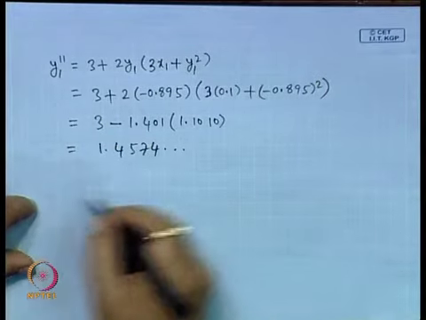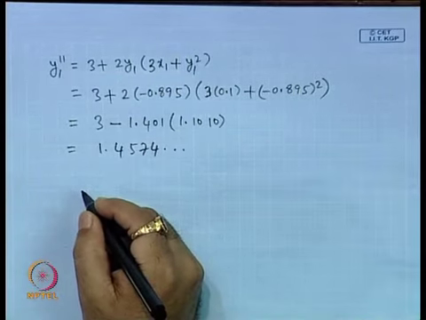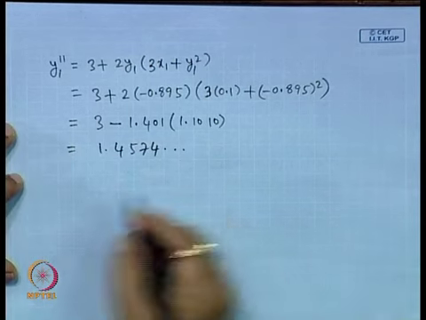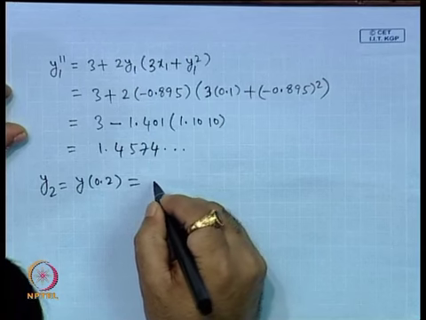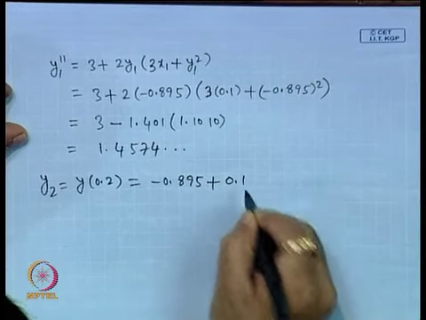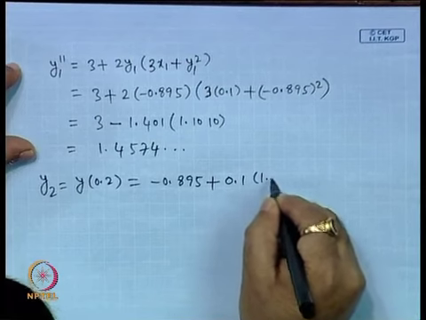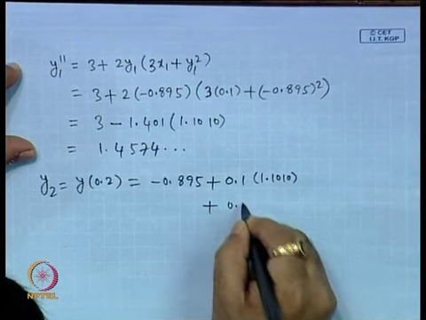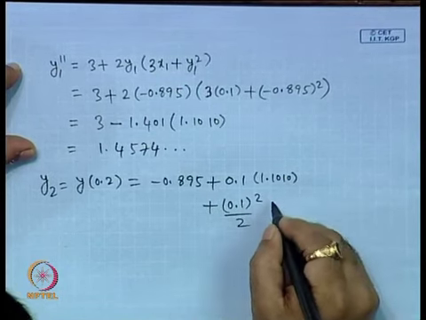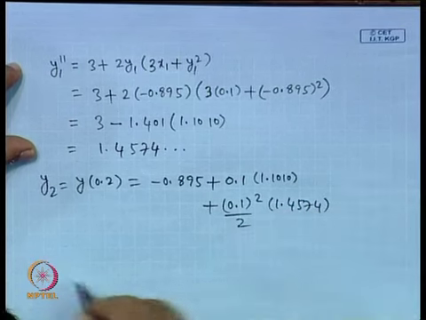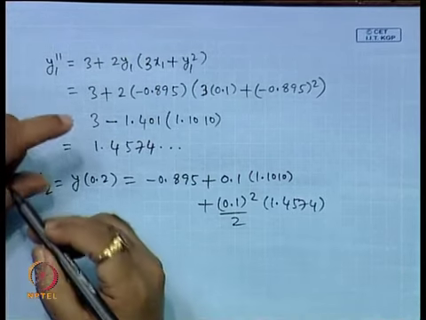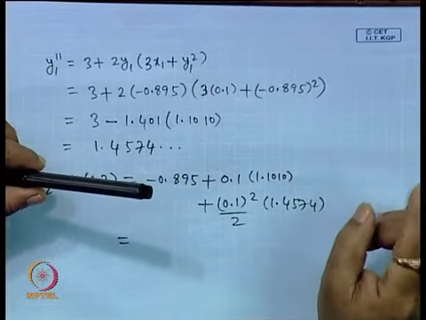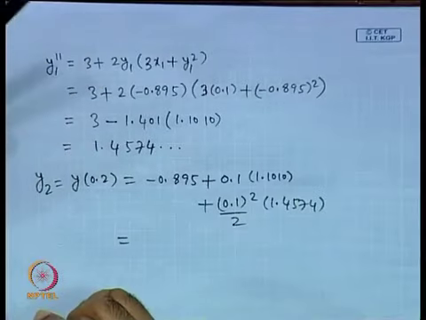So once we get this, we have the solution in hand. It is a straight substitution. y2 equals y of 0.2 equals y1, which is minus 0.895, plus h into y1 prime, which we just got as 1.1010, plus h square by 2 into 1.4574. So this one can be computed and we get some value. So y1 is y of 0.1 and y2 is y of 0.2.